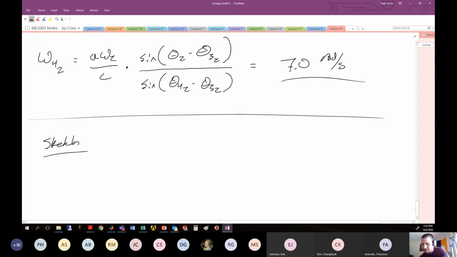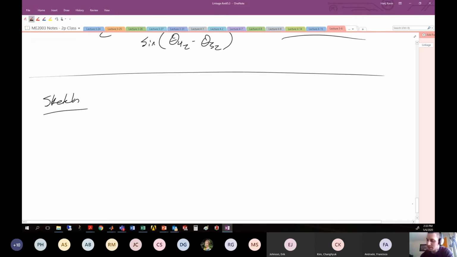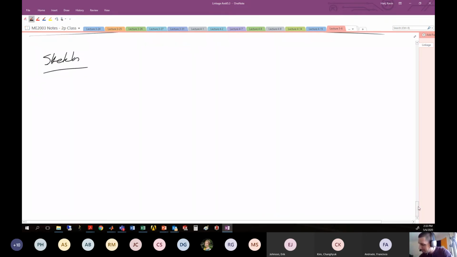All right, so here's our sketch, and we're going to sketch this in the XY plane, or the real imaginary plane, however you want to think about it. And I'll do my best to keep this to scale. I'll just remind you what the lengths are here.